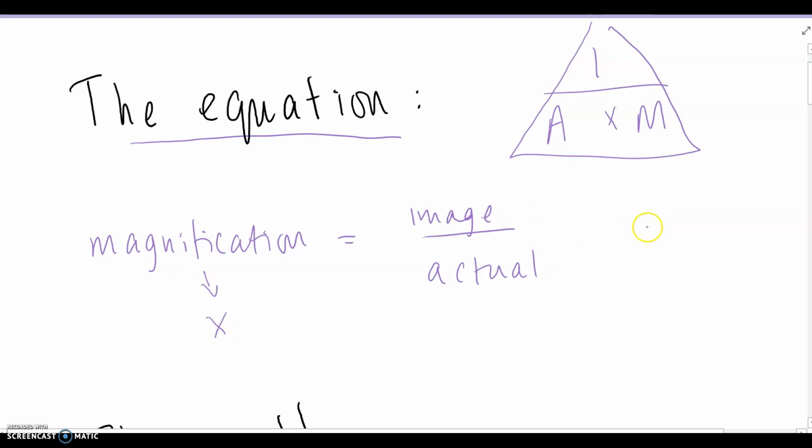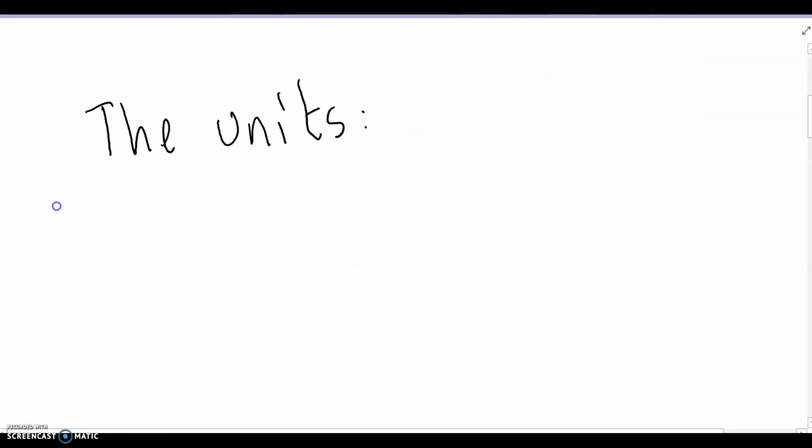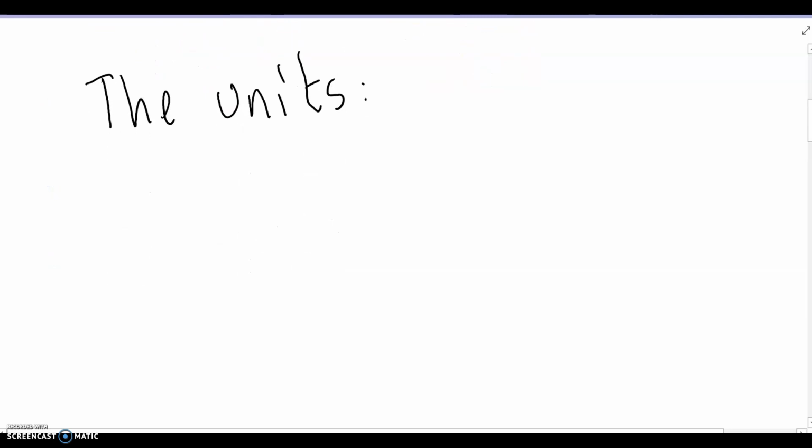Now the magnification doesn't exactly have units, you just have a "times". The image size and the actual size will have units, and when you're doing these calculations, it's absolutely critical that those units are the same. The image size is what you measure on that piece of paper, and the actual size is the genuine real size of the thing that you have magnified. You can rearrange this equation to find any of the three things if you have two of them.